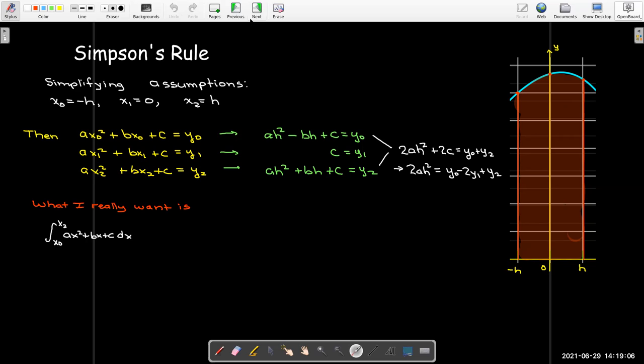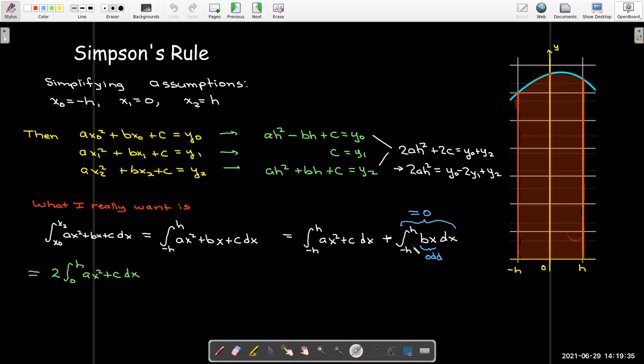But let's look at this integral a little bit more carefully. We've said that x sub 0 is negative h and x sub 2 is positive h. So now my bounds are opposites of each other. So let me break this into two integrals. My first integral is an even function, and the second integral has an odd integrand. And what do we know? Well, if the bounds are opposites and I have an odd function for the integrand, that integral is going to be 0. And for an even function, I can bring a multiplier 2 out in front and just change the lower bound to 0. So now let's take the antiderivative, and I'll evaluate that between 0 and h.